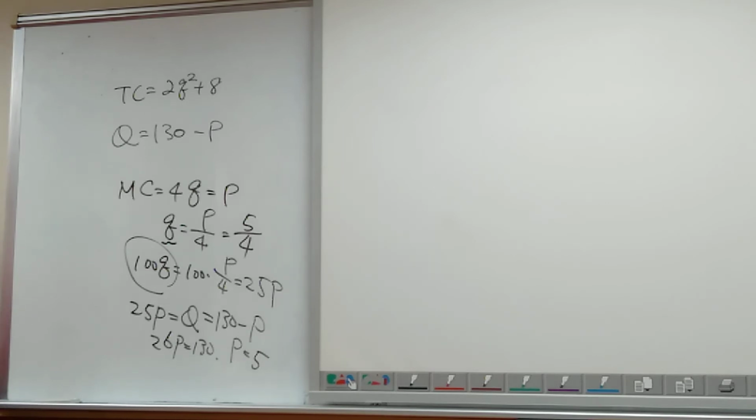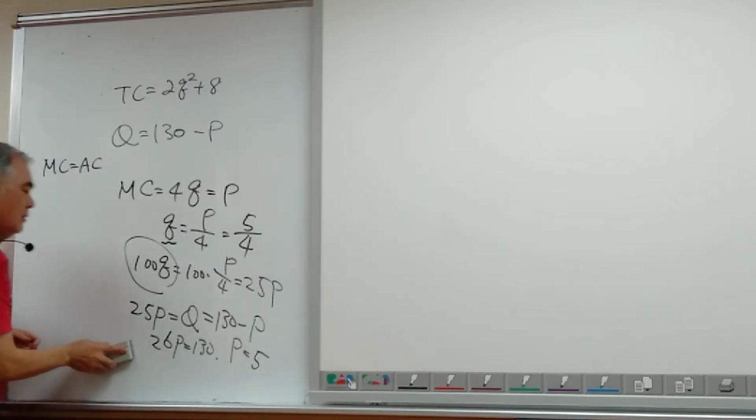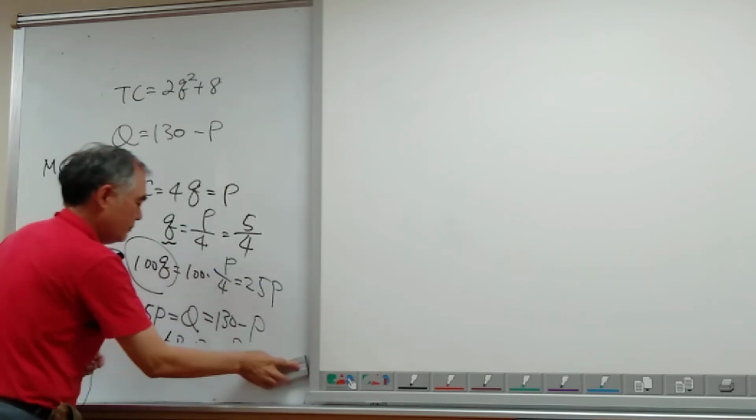Question B. In the long run, the market will operate at the most efficient level. So MC is equal to AC. That will be for the long run. As I have drawn a picture for you, a diagram, MC and AC intersect. That is the most efficient production level. That is what it's supposed to be. Okay? Alright, I will erase it.